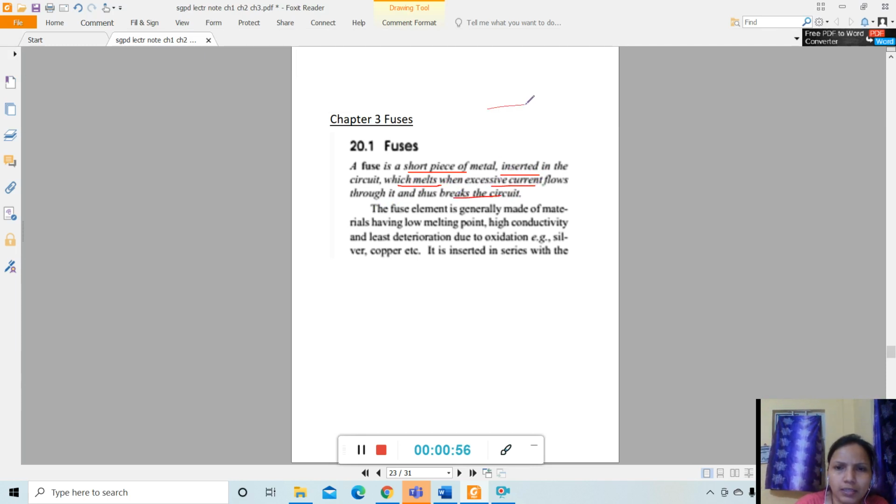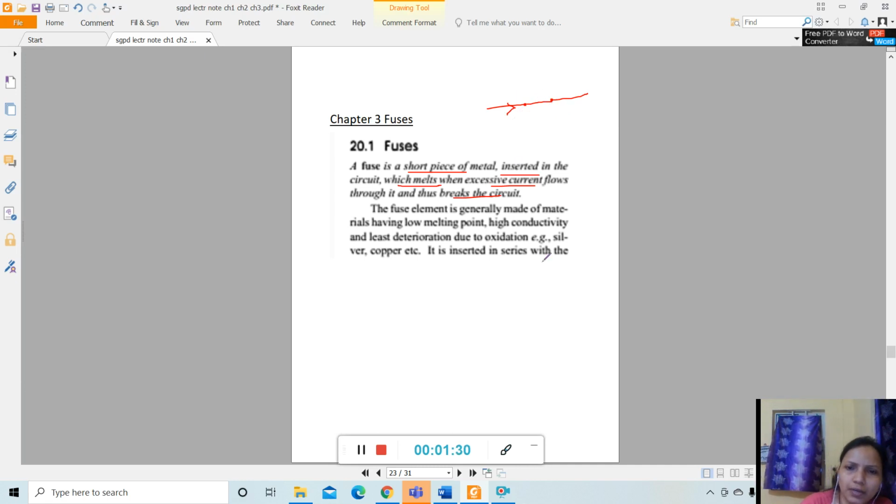Okay, so see, this is one circuit, and here the fuse is connected like this. When normal current is flowing in this wire, it is in closed circuit mode. But when the fault current or excessive current flows through this wire, then this wire reaches its melting point and it melts, and hence it breaks the circuit.